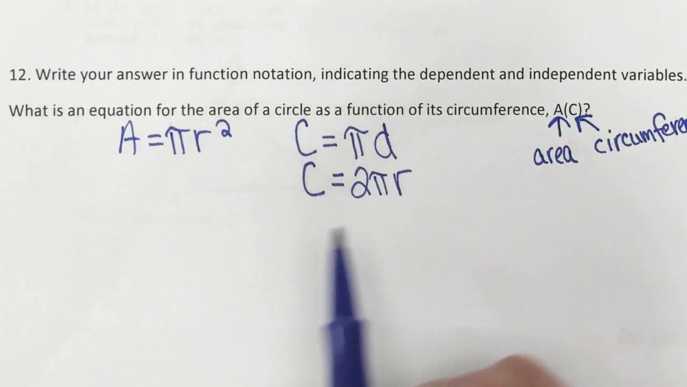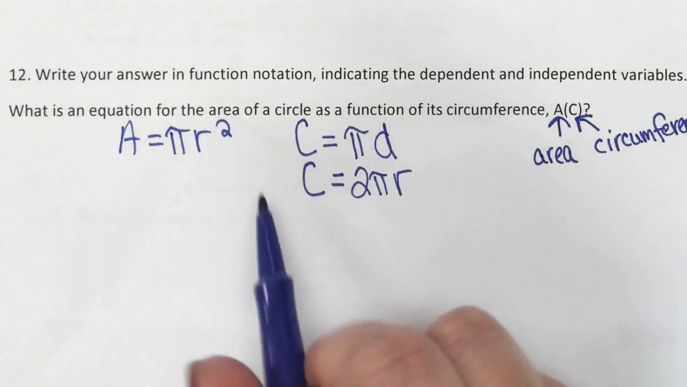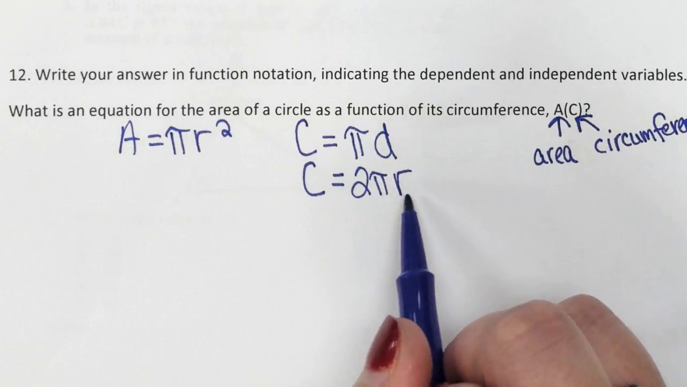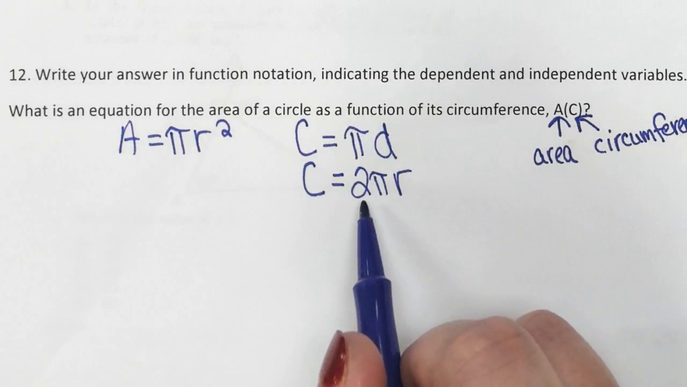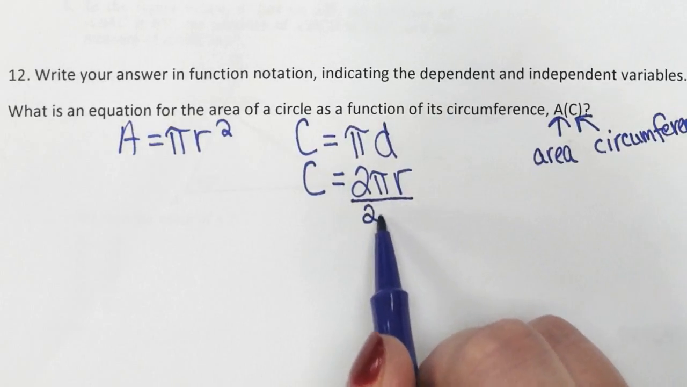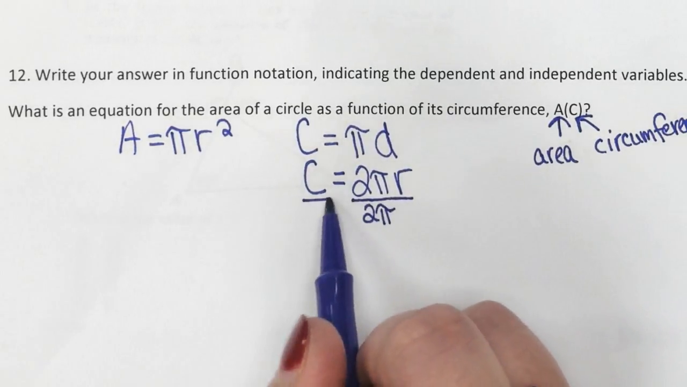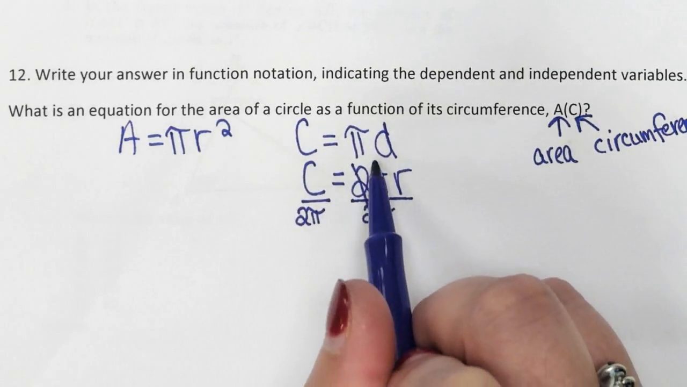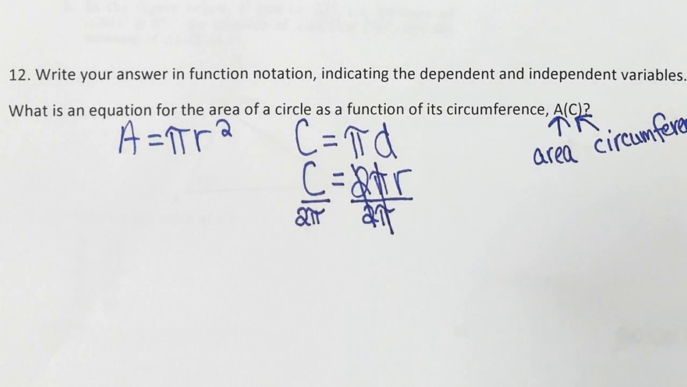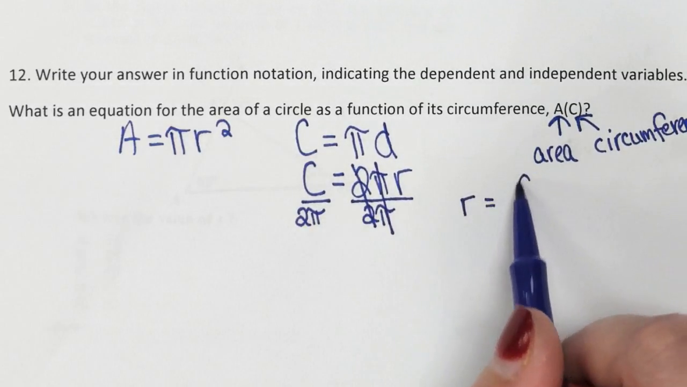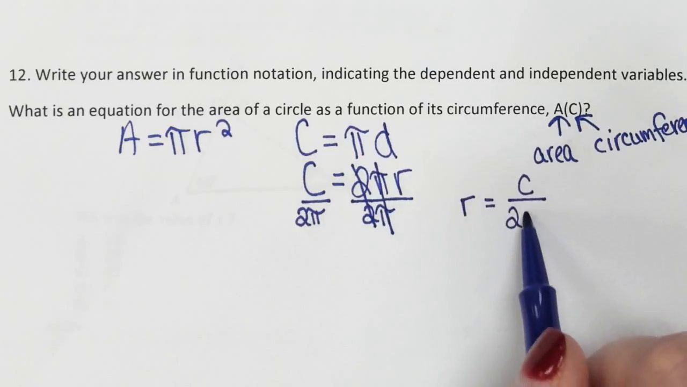So what could I do to this equation since it's easier? I don't want to divide by r. I'm trying to get r by itself. Divide by 2 pi. 2's cancel. Pi's cancel. So what's r equal? C over 2 pi. There you go.